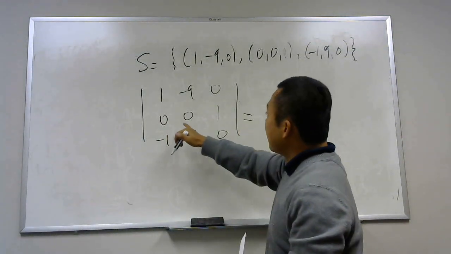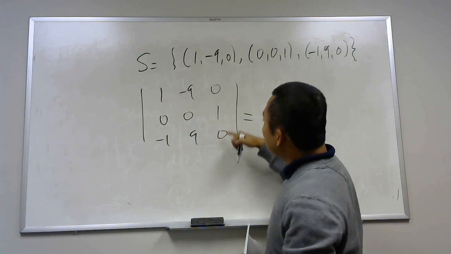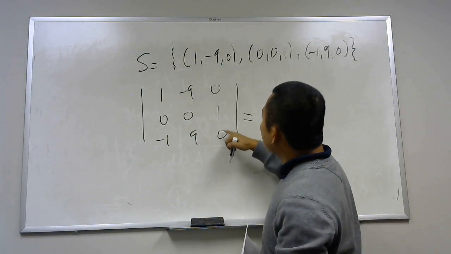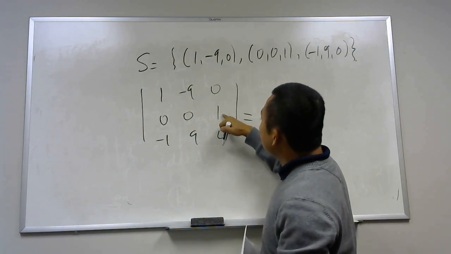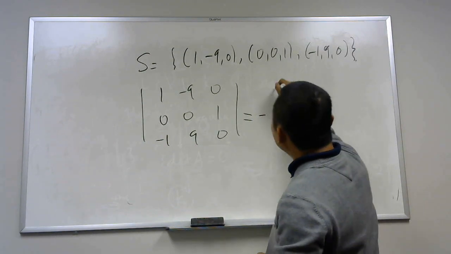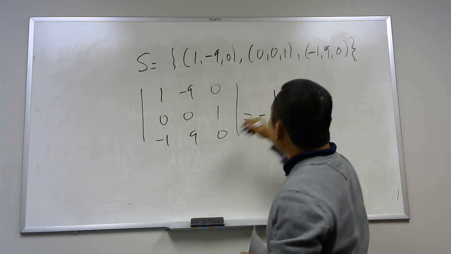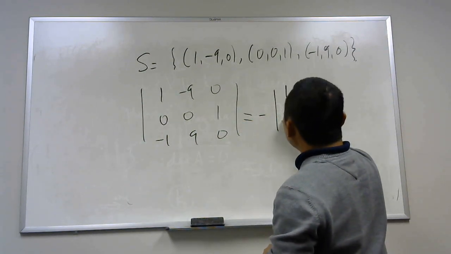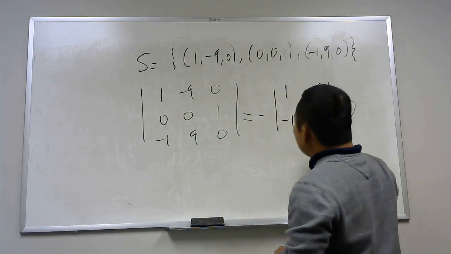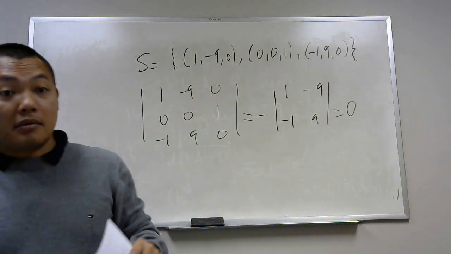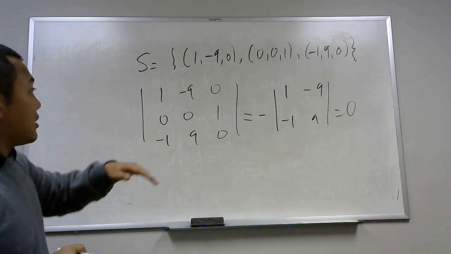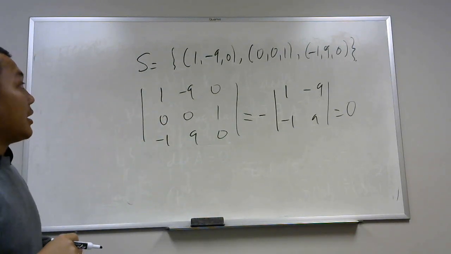For the determinant of this, I can use this column. So this position is 2, 3 with a negative. Determinant of this, erase this. I have 1, negative 9, negative 1, and 9. The determinant is 0. So that means these vectors are not linearly independent.